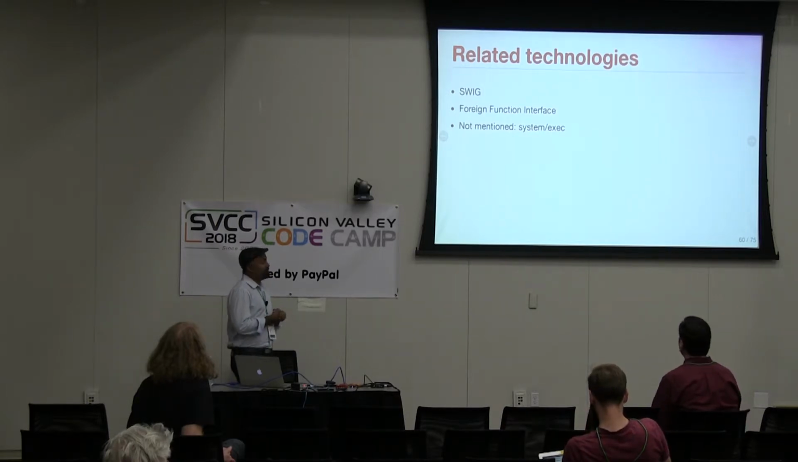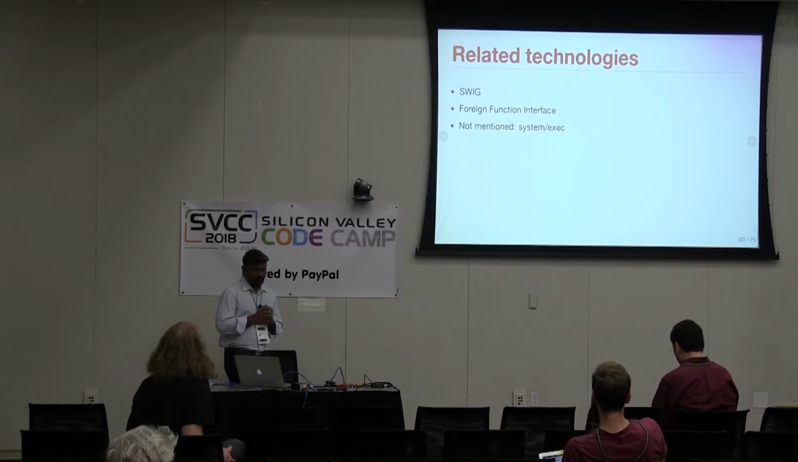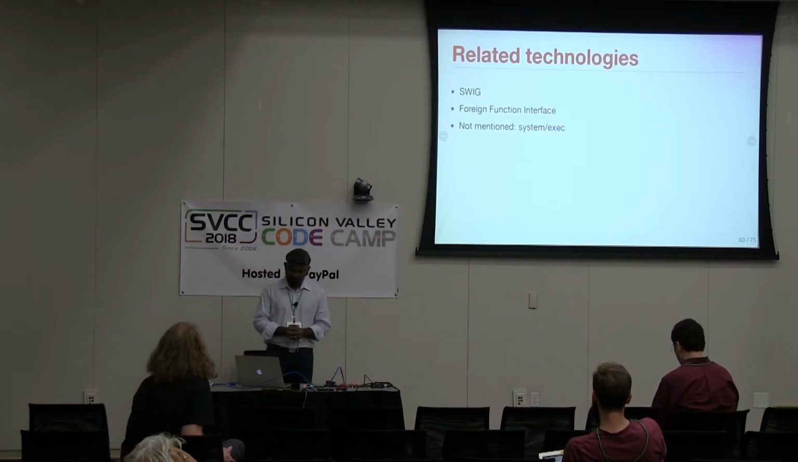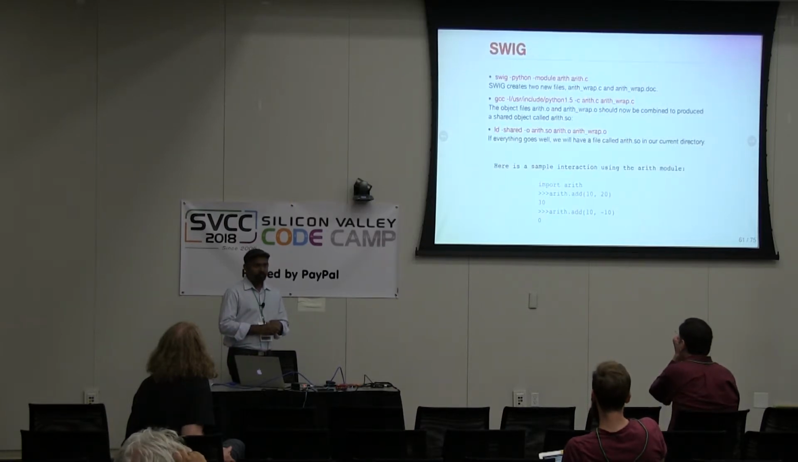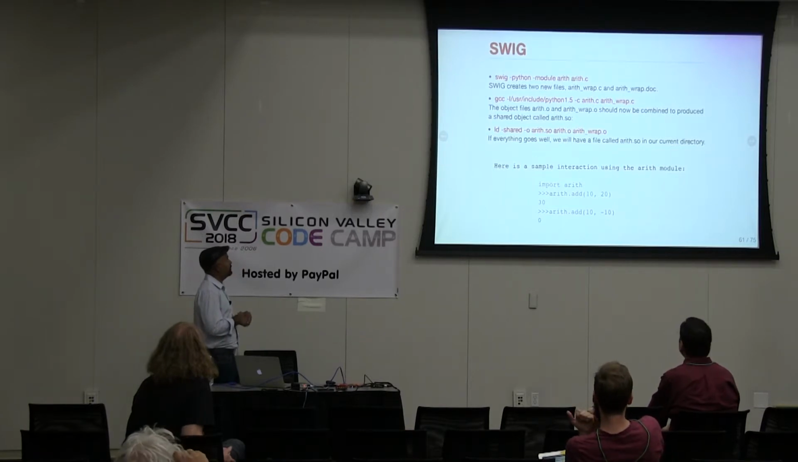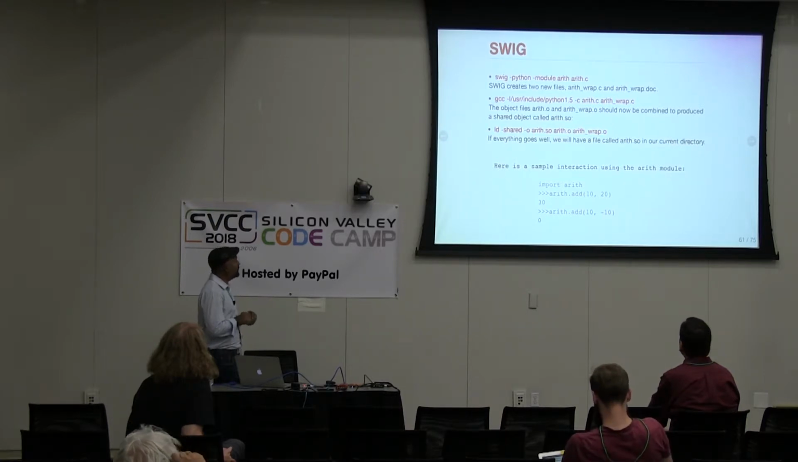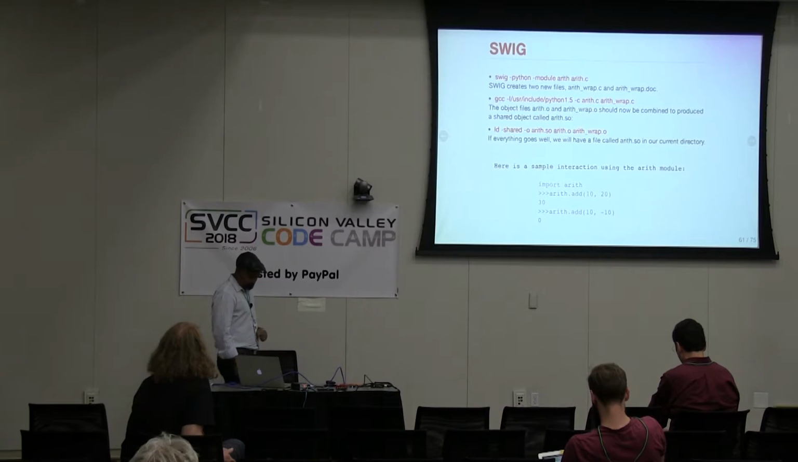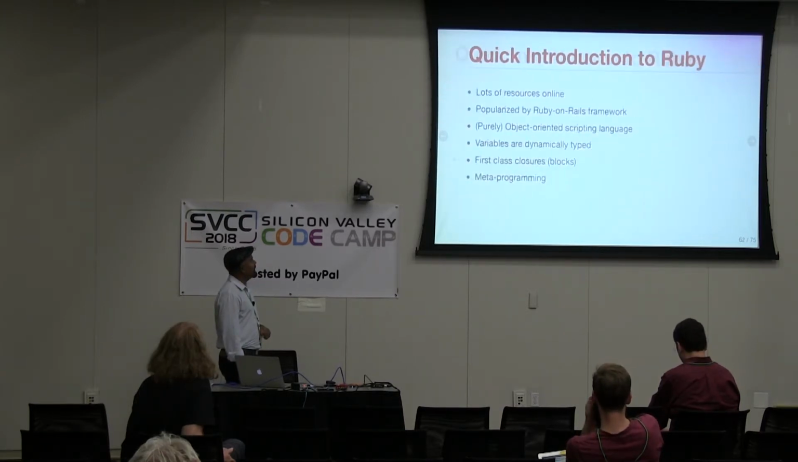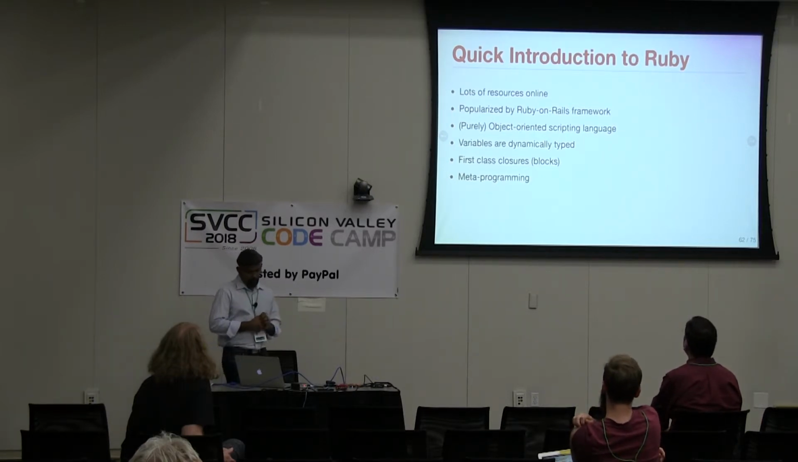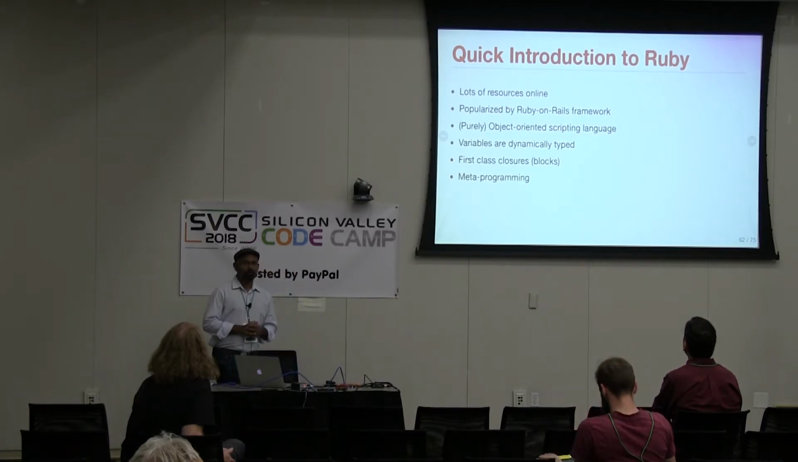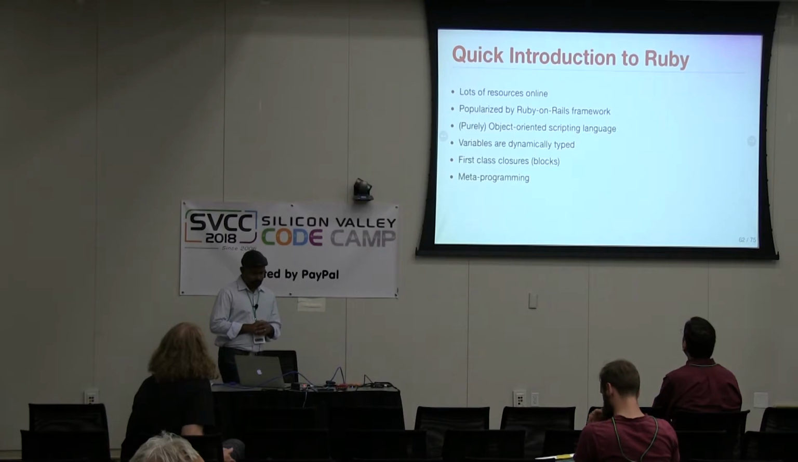There are other ways of doing similar things. Swig is a very popular way of doing that. That's also a foreign function interface. Like I said before, we don't talk about system or exec. So an example of Swig with Python: you can convert the C into Python callable functions. Now we'll look at Ruby a little bit. I won't get into as much detail about Ruby as we did about Lua. Any more questions about the Lua side?